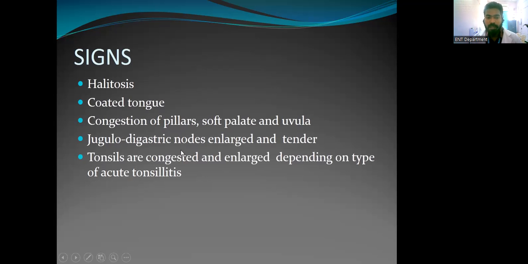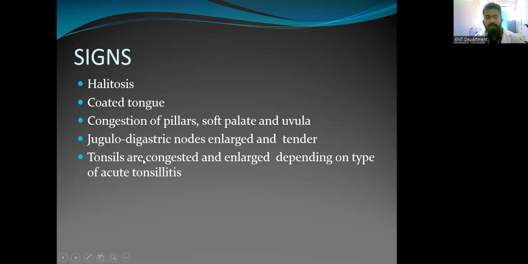And the jugulo-digastric node. We discussed earlier that the tonsils drain into the jugulo-digastric lymph node. Since it's an acute case, the jugulo-digastric nodes are enlarged, as well as tender, basically.